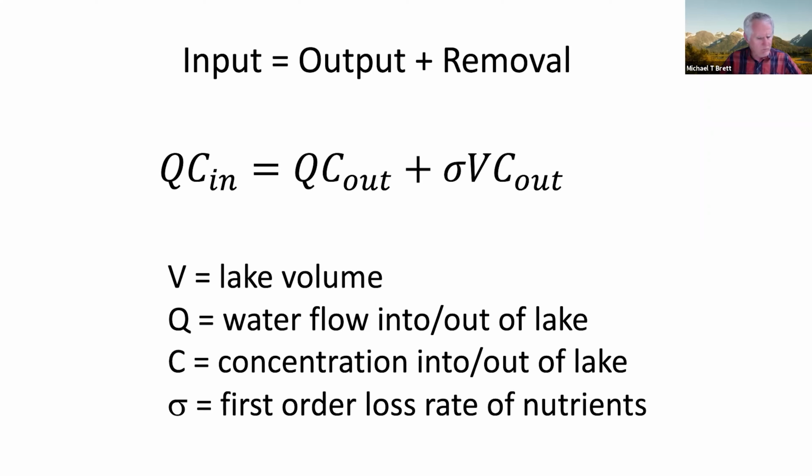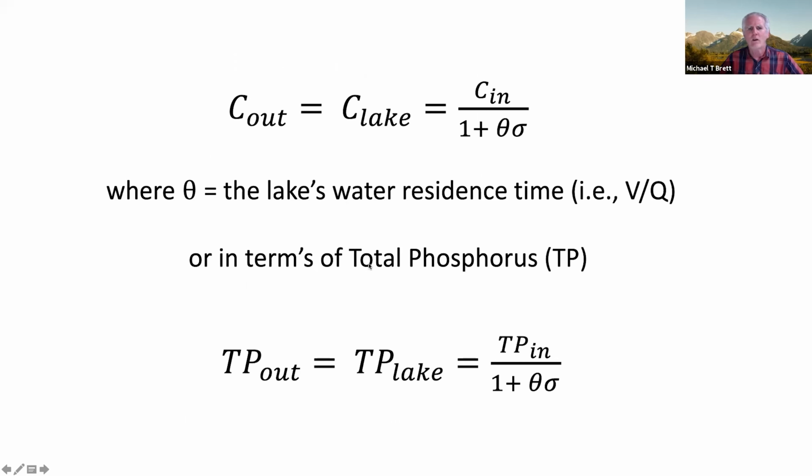So if we simplify this and say that we're interested in long-term averages, or the fancy term for that would be steady state conditions, then the input equals the output plus the removal. And if we rearrange this a little bit, we can see that the output concentration equals the lake's concentration, because the lake is well mixed. So the water that leaves the lake has the average concentration of the water in the lake. And that concentration of the lake equals the input concentration divided by 1 plus a term called theta, which is water residence time, how much time water spends in the lake, times sigma, the rate at which the phosphorus gets lost to the sediments. And if we put this equation in terms of phosphorus, we see the phosphorus in the lake is equal to the input phosphorus concentration over 1 plus theta times sigma.